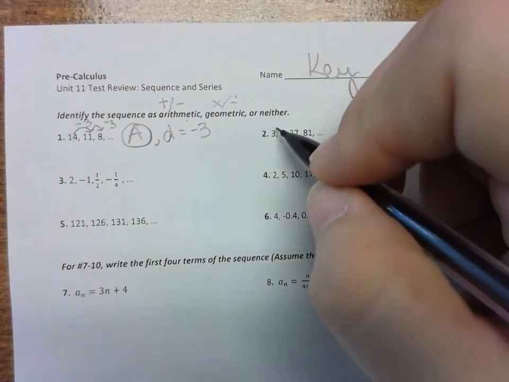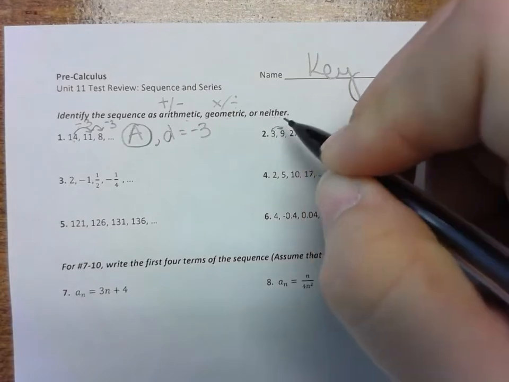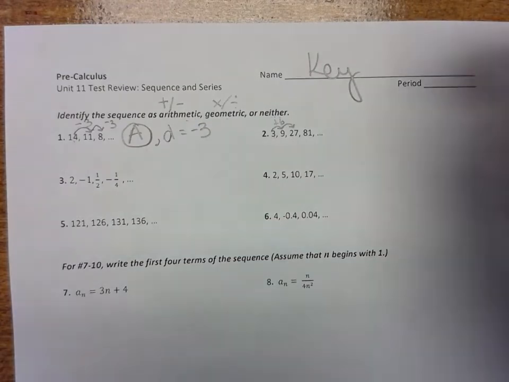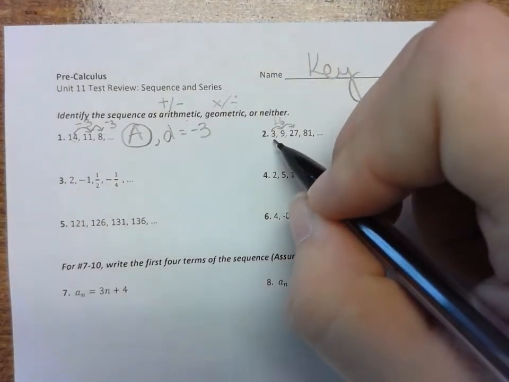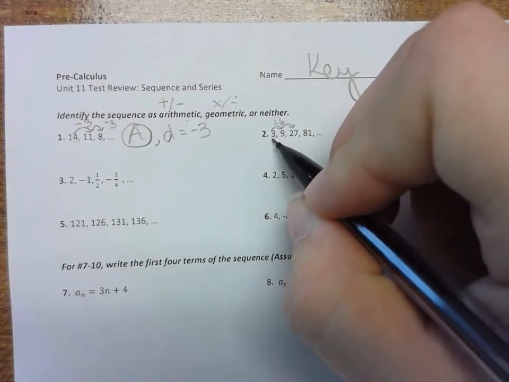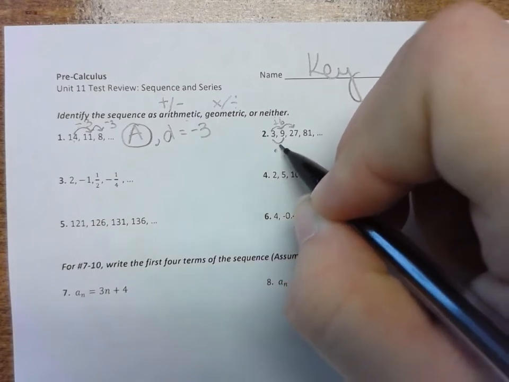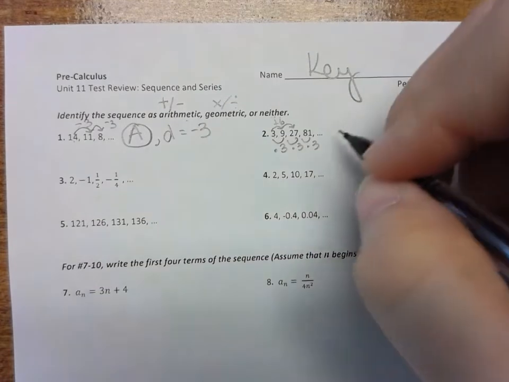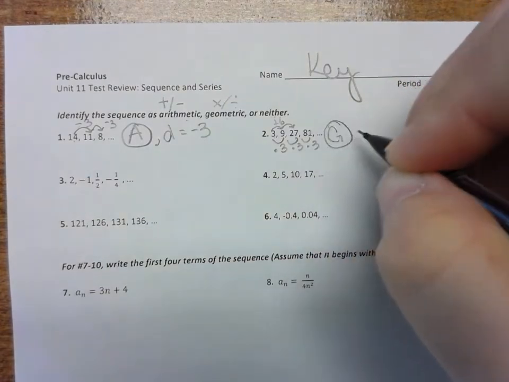If I were adding and subtracting, this would be plus 6. This right here, well, that's not plus 6. Okay, so I don't even have to continue considering that. Let's think about multiplying or dividing. To get from 3 to 9, I would multiply by 3, by 3, by 3. Hallelujah, here we go. This is geometric, and my R value would equal 3.